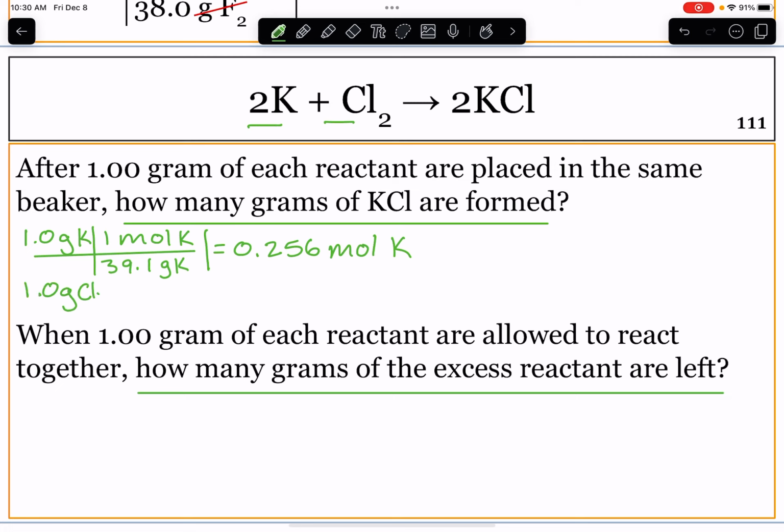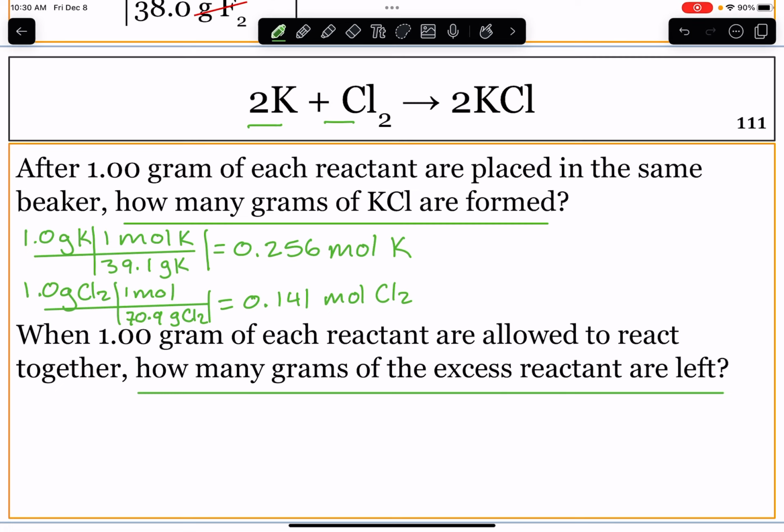One gram of chlorine. The molar mass of chlorine is 70.9. Don't forget it is diatomic, so that is 2 chlorines added up together. So this is 0.141 moles of chlorine. So we have to first figure out which one runs out first, and then figure out how many grams of KCl are formed. But then we also want to find out how many grams of the excess reactant are left.